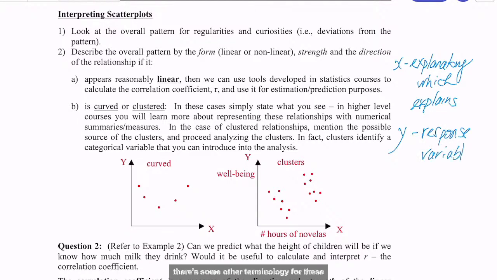There's some other terminology for these variables that you probably have seen. This is also called the dependent variable, because it depends. So Y is the dependent variable that depends on X, or the explaining variable. So in that sense, using the word dependent, then X is independent.